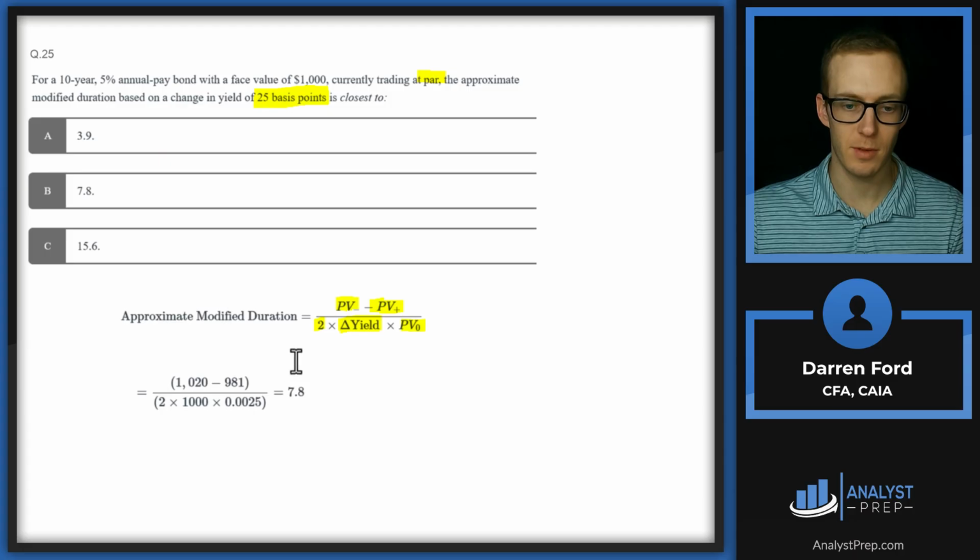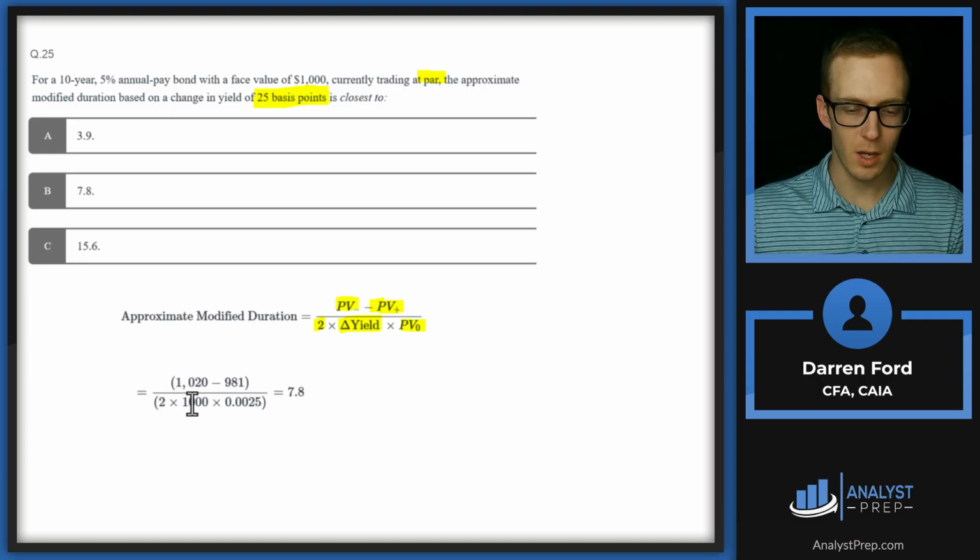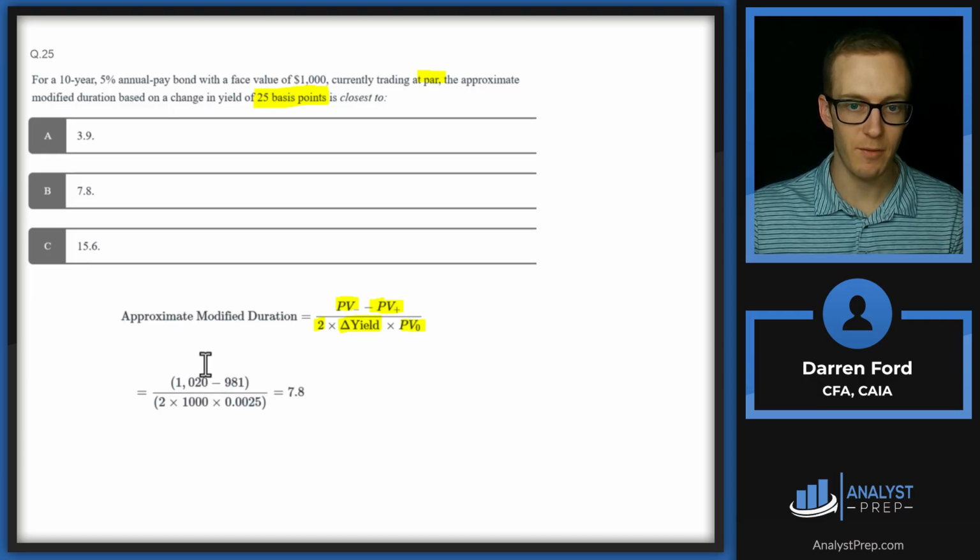So then from here, we're going to take those two numbers and plug them into our formula. We rounded a significant amount here. You probably wouldn't normally round this much on the test, but that's what we did for this problem. And when we plug in those two price values, we get 7.8 for the modified duration, which is going to be equal to answer B.